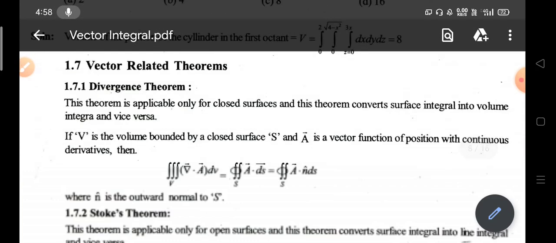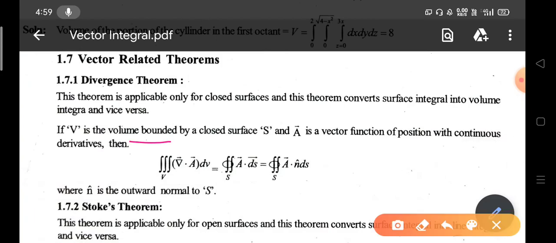So what is the statement of the divergence theorem? The statement is, if V is the volume bounded by a closed surface S and A is a vector function of position with continuous derivatives, then the volume integral over V of del dot A dV equals the closed surface integral over S of A dot dS.